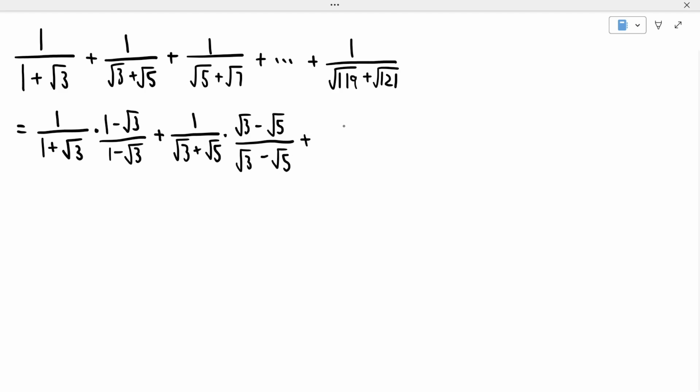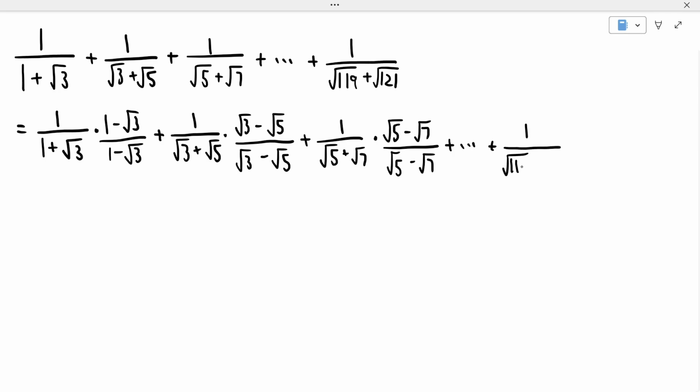And then we'll multiply the third term throughout by the square root of 5 minus the square root of 7 over the square root of 5 minus the square root of 7. And we keep doing this until the last term, and then we multiply that throughout by the square root of 119 minus the square root of 121 over the square root of 119 minus the square root of 121.